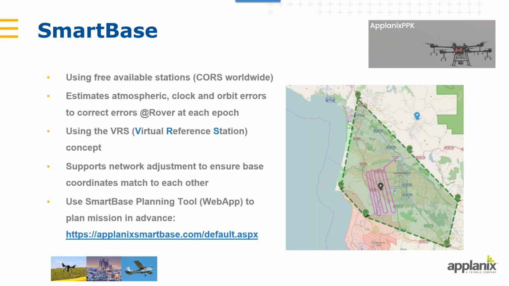Now you can imagine that because we're using free stations that are available, we are not getting stations in the same density all over the world. So you have regions where you have a very dense network, and you have regions where you have only a sparse network. In order to check that in advance, we have another web app. It's called Smart Base Planning Tool. That's all free of charge in that case, where you can check in advance what the coverage is of the base stations. Once you know it, you can apply it in the ApplanixPPK app.